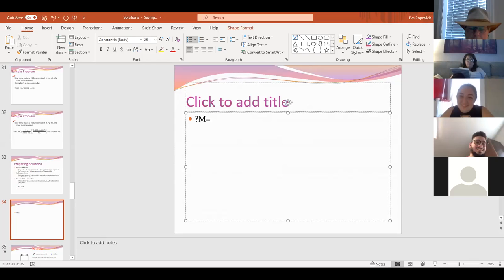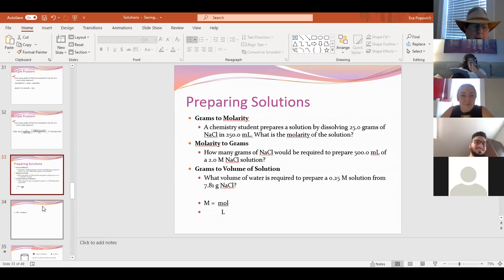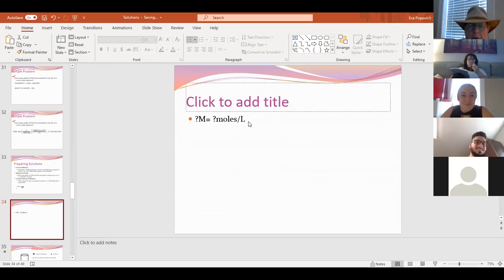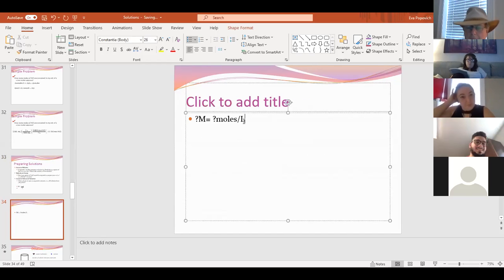In other words, I want to know my moles per liter. I have 25 grams of NaCl. It is in 250 milliliters. Let's do the easy one first.